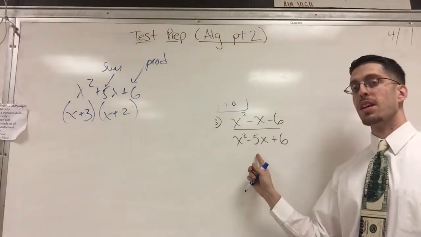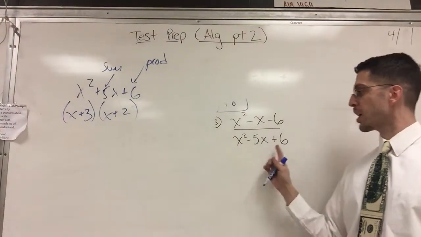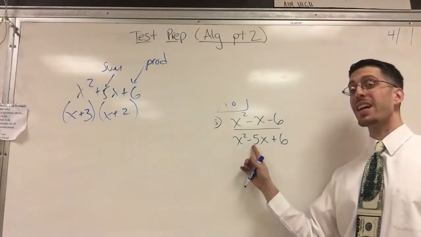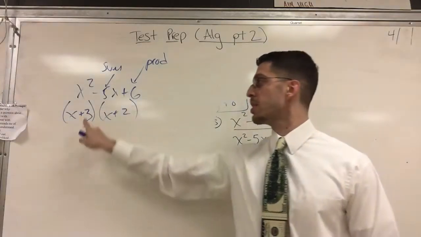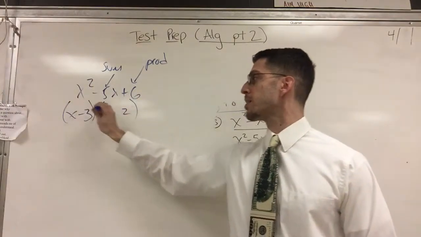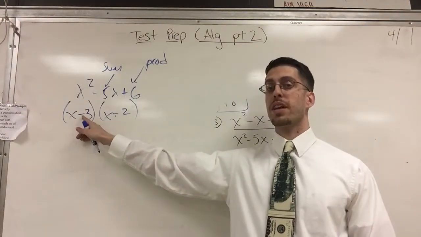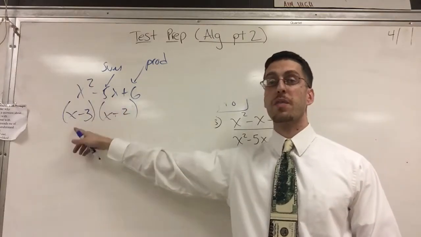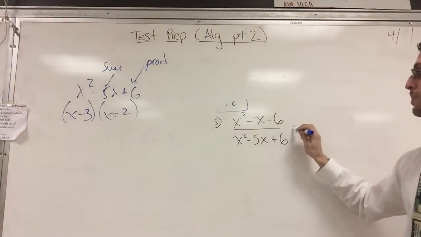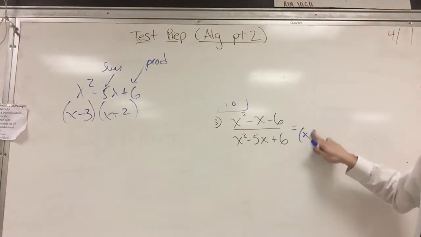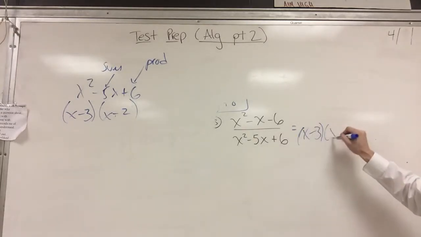That's all you got to do. So you're doing the same thing here, except that's a minus sign. So you got to plan ahead. If I want to get a positive 6 multiplying, but a negative 5 adding, then if this was a minus sign, that means these both have to be minus signs. That's it. Don't believe me? Do FOIL and see what happens. Eventually you'll get to negative 3 plus negative 2 is negative 5. Negative 3 times negative 2, positive 6. So that's x minus 3, x minus 2.